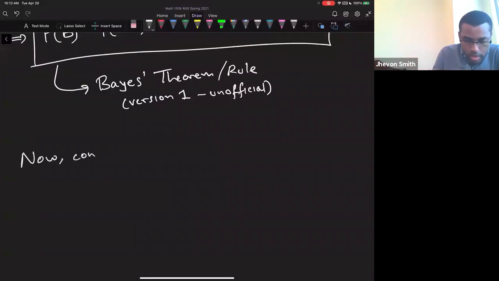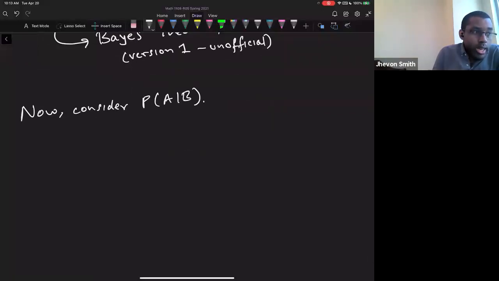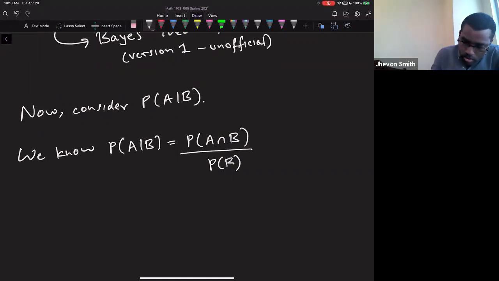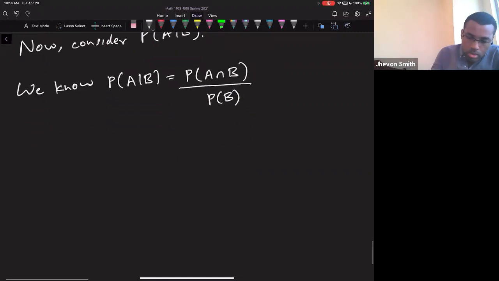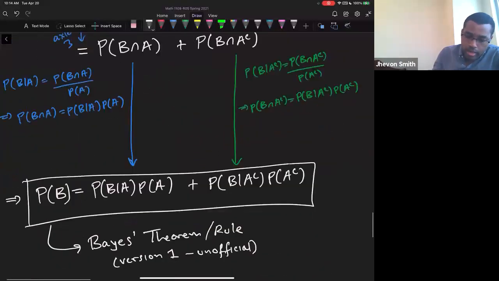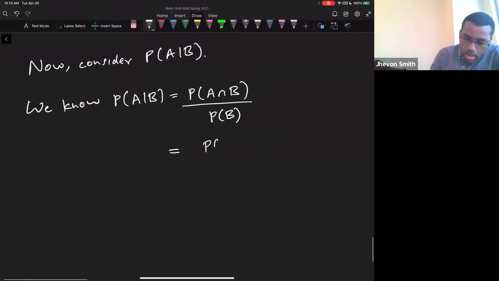So now consider the probability of A given B. We know that the probability of A given B is the probability of A and B over the probability of B. Now, for the probability of A and B, I can use a similar trick to this, and I can rewrite that as the probability of B given A times the probability of A.